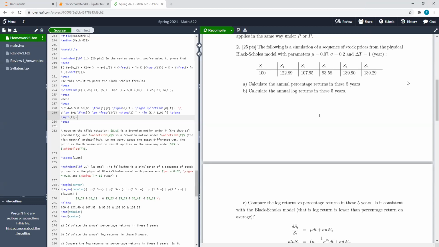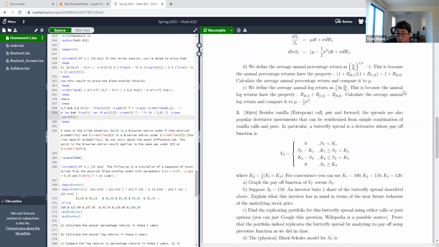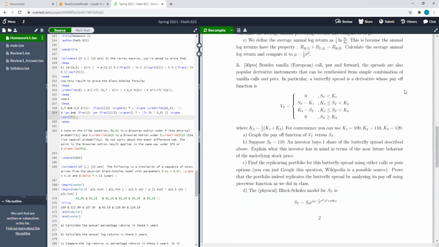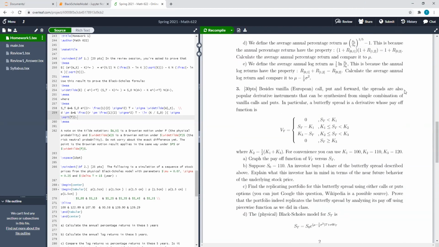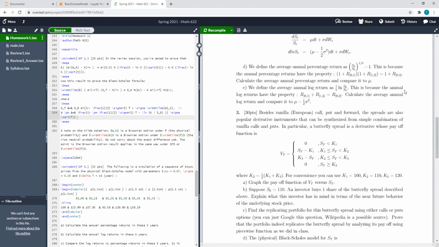Okay, I see. And the problem 3, the part A, how can I graph the VT and the ST? I'm pretty sure you can draw the graph. And it should be like a piecewise graph or something. Correct, exactly. It's a piecewise function.